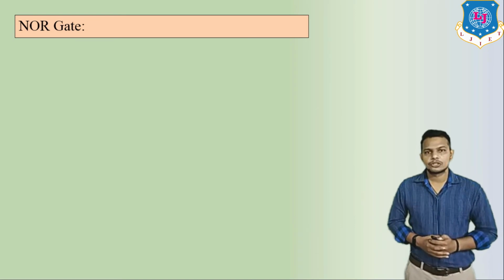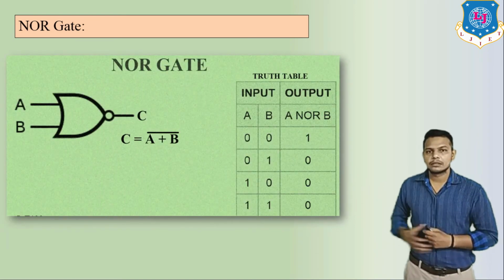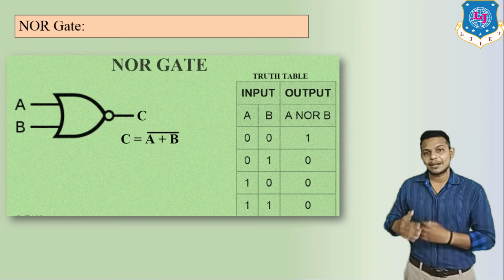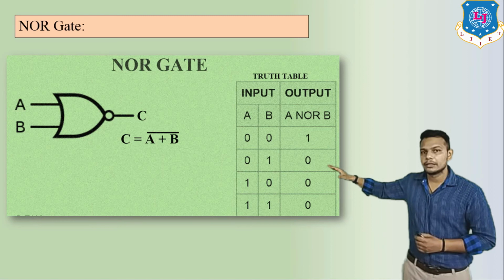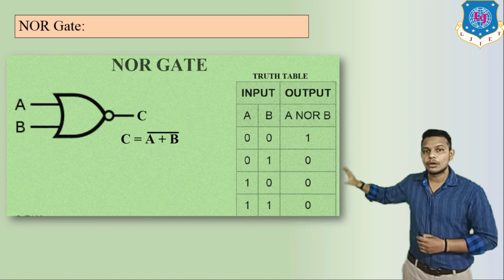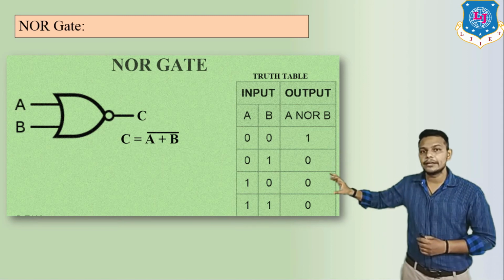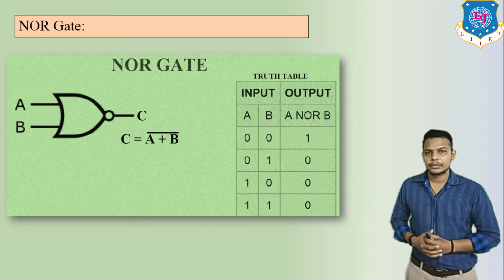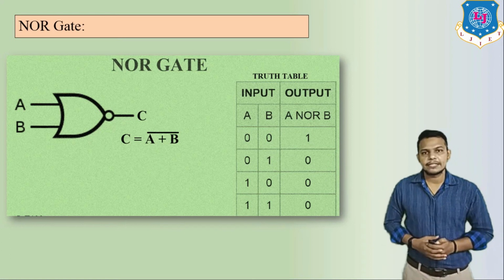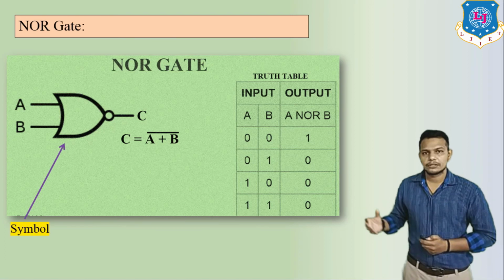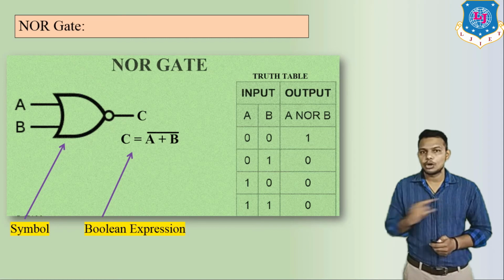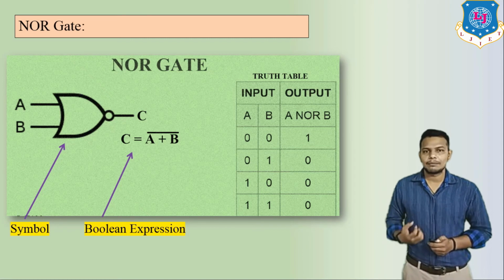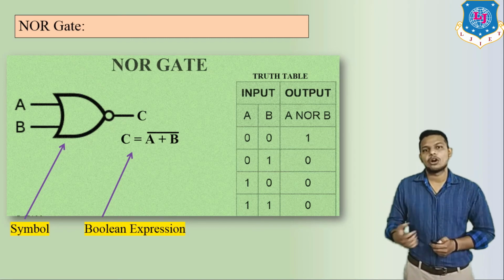Similarly, here we can see the NOR gate. It is the combination of OR plus NOT, and here we can see this is the symbol of the NOR gate. So here we can see its operation, symbol, and Boolean expression. It becomes C is equal to (A plus B) whole bar. So it is basically the inversion of the OR gate.